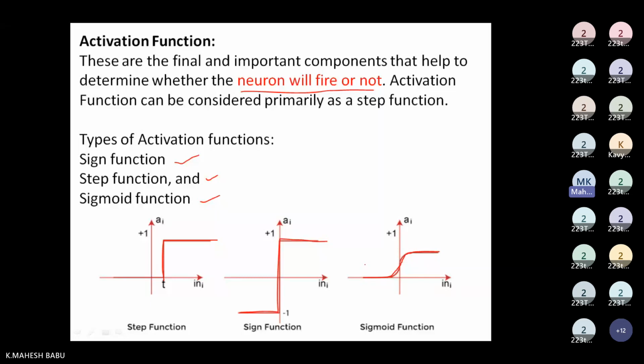So these are the functions which will be used in this particular perceptron in order to give a proper output or not. So actually this activation function is the one which will determine whether the neuron will fire, will give output or not. So based on these notations, we will go for doing a simple calculation.